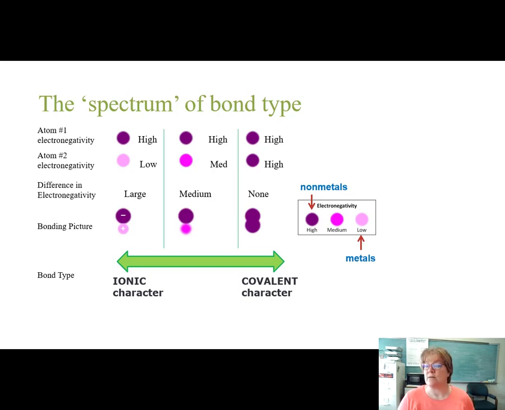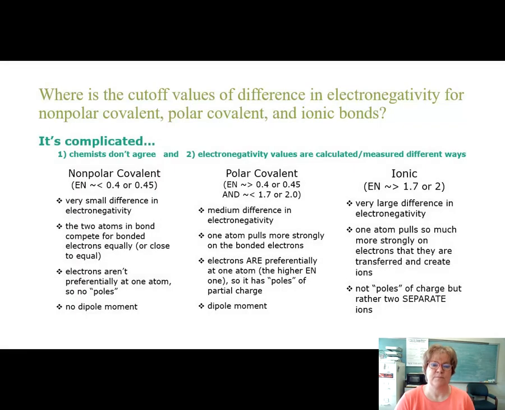So we will be seeing these in the future. We're going to be looking at some of these cases. It's going to play into something we call polarity. And so let's start with that as we get into more complex Lewis structures. So now we say, okay, what are the exact cutoff values? At what cutoff value does it become ionic? Or at what cutoff value does it become polar covalent?